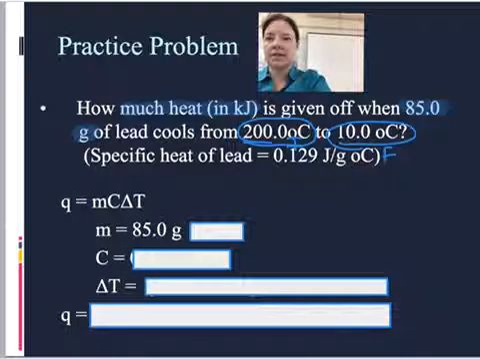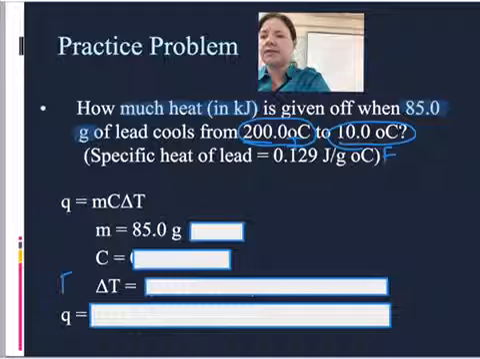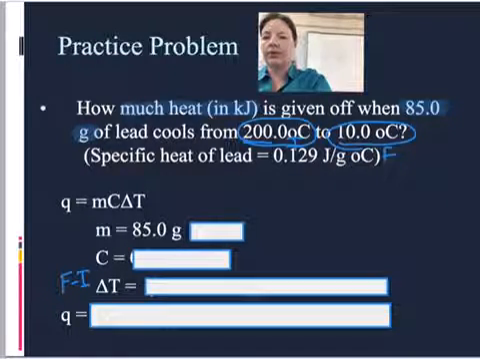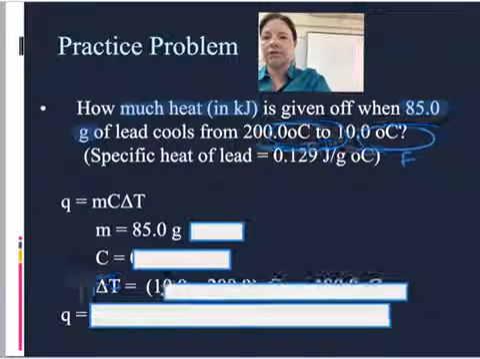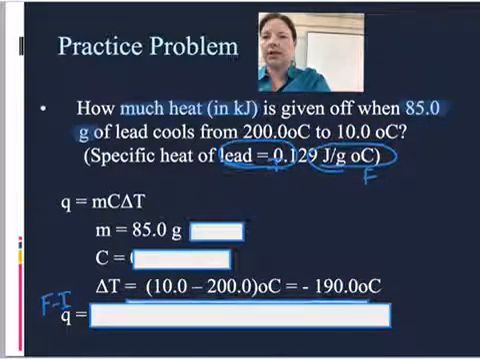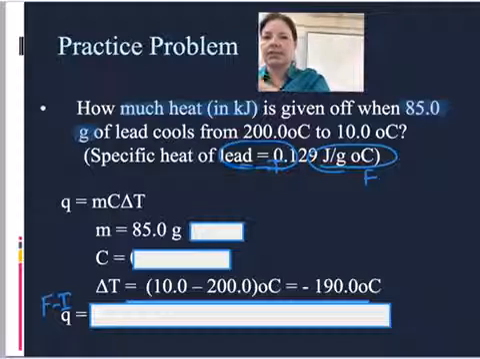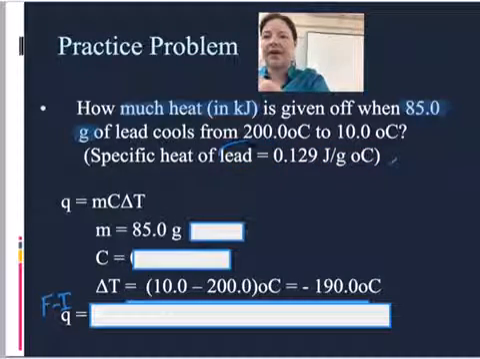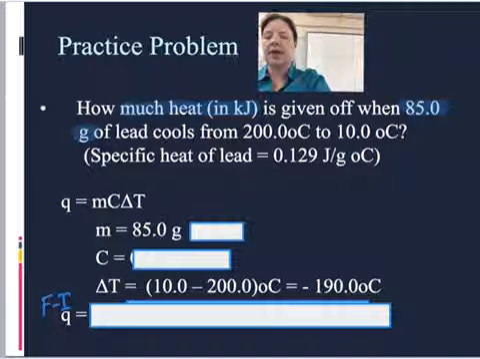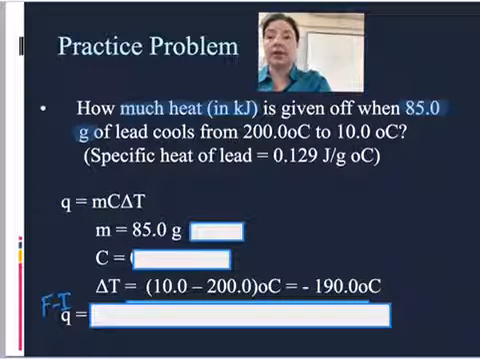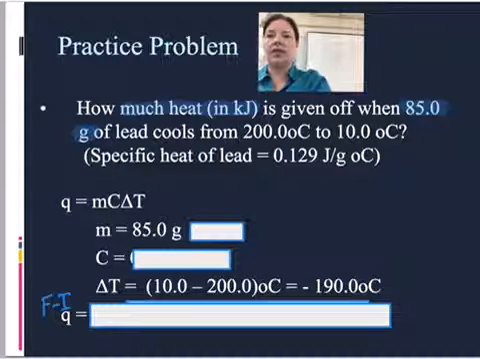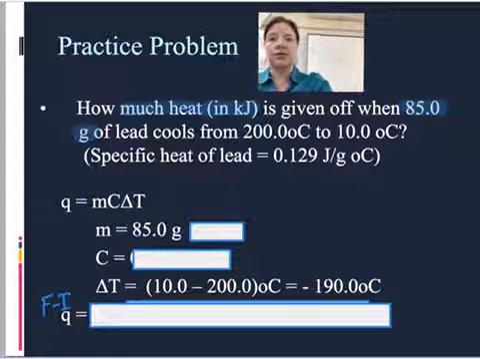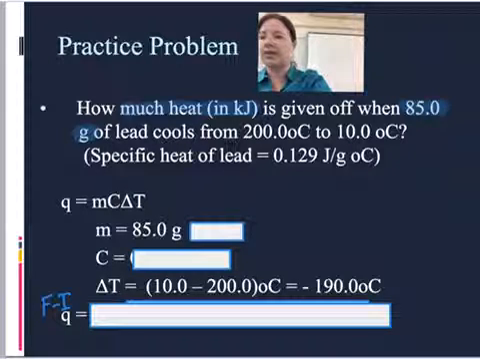And remember, delta T is your final temperature minus your initial temperature. So when I calculate my change in temperature, it should look like that. Sorry, I moved everything here. So it should be our final temperature is 10 degrees, and our initial temperature was 200. So yes, we're going to get a negative here. And if you recall, positive and negative Qs indicate exothermic or endothermic. So we'll review that as well.